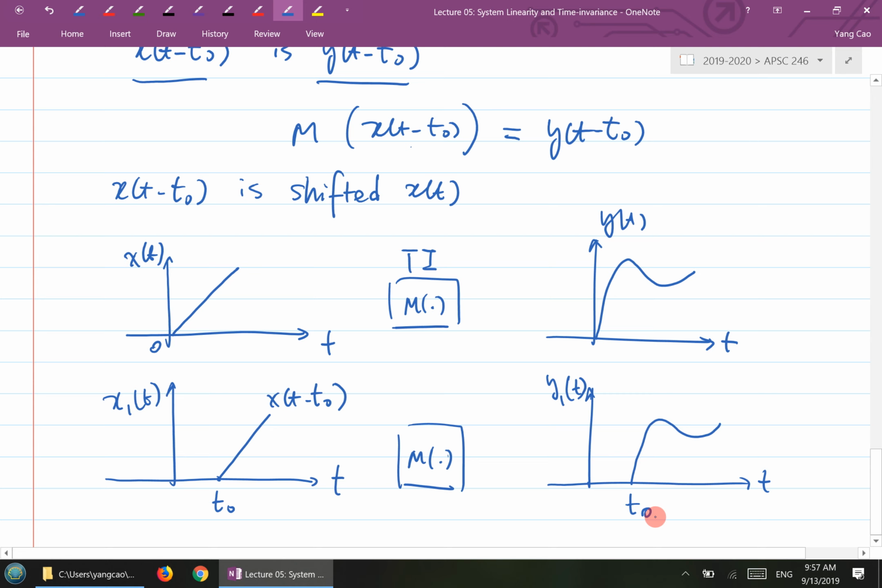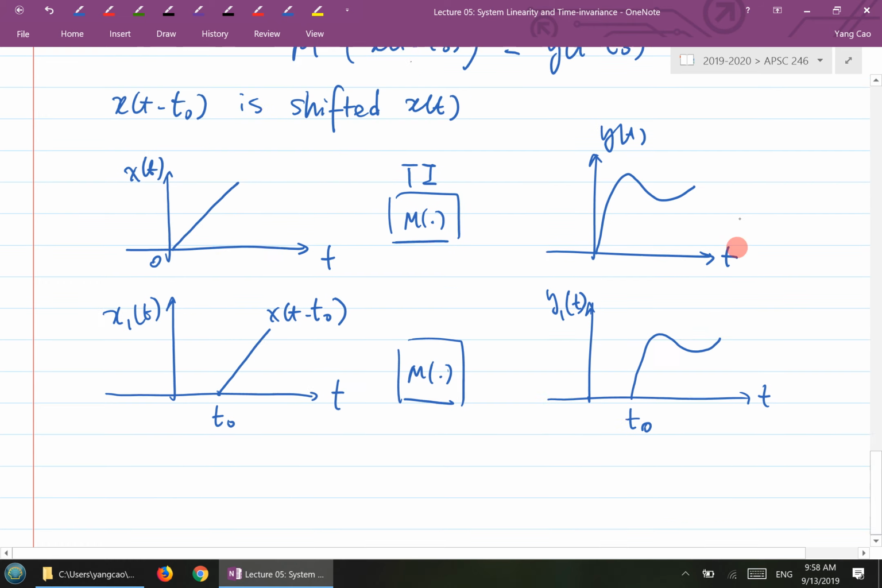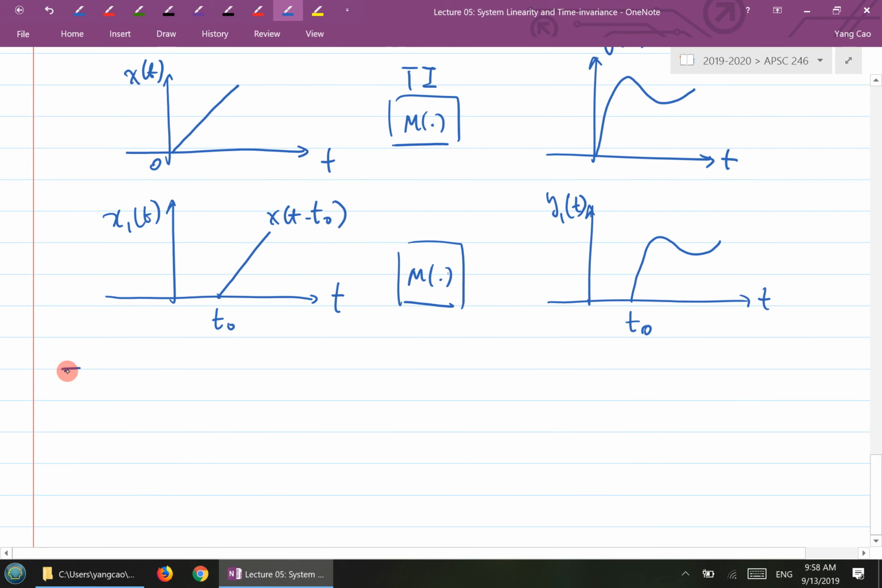I'll show you a couple of examples here, and I'll explain a little more regarding time variance and time invariance. Let's look at the first example here.